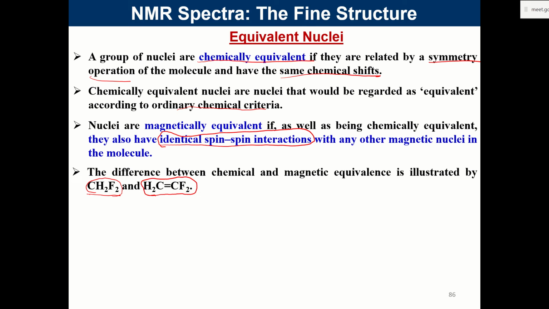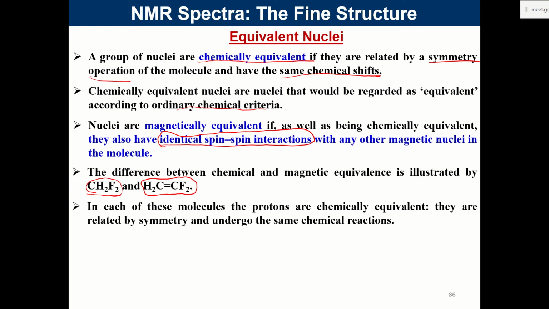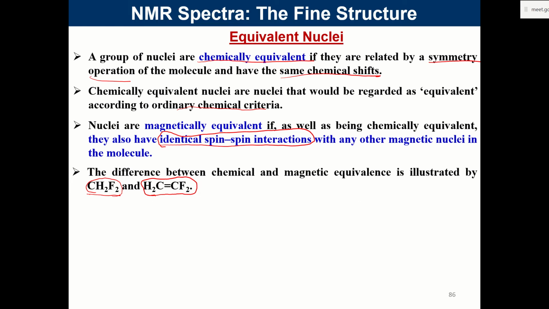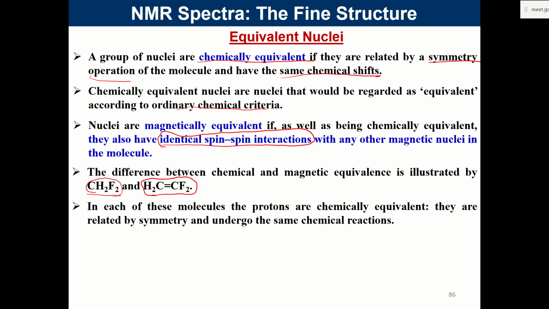To understand this point, in the first case, CH2F2, all the protons are chemically equivalent as well as magnetically equivalent. That is, they have the same nature of bond. If you compare the two CH groups, the protons, and analyze the magnetic interaction, the spin interactions are also exactly the same.